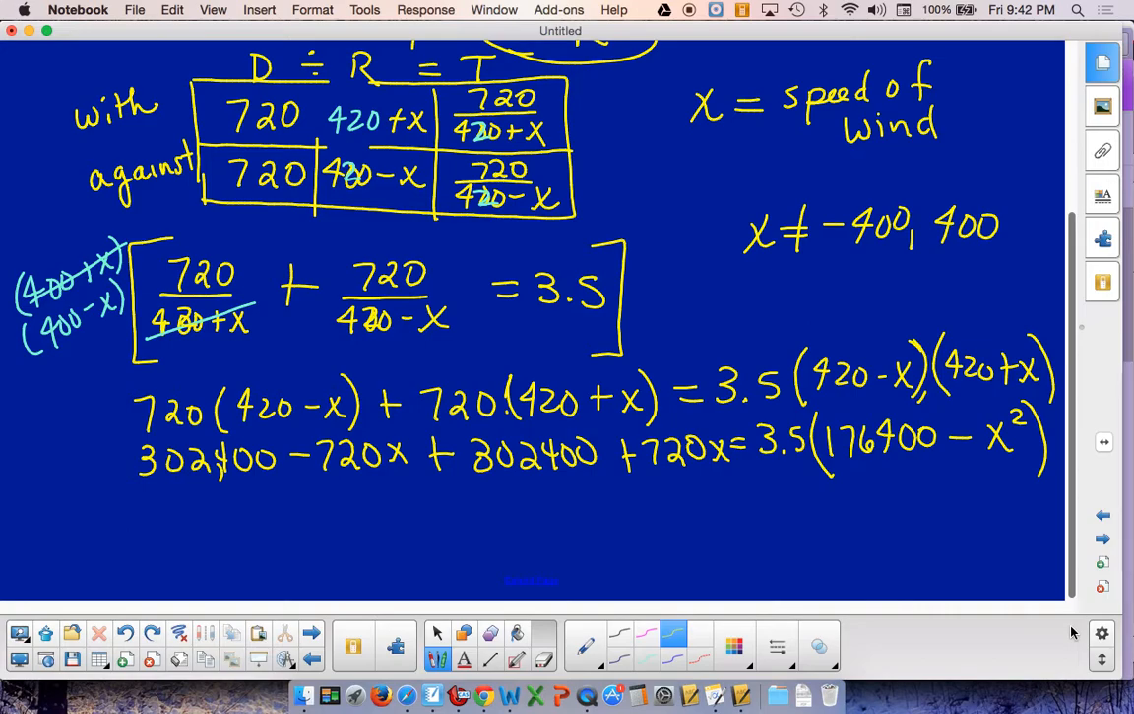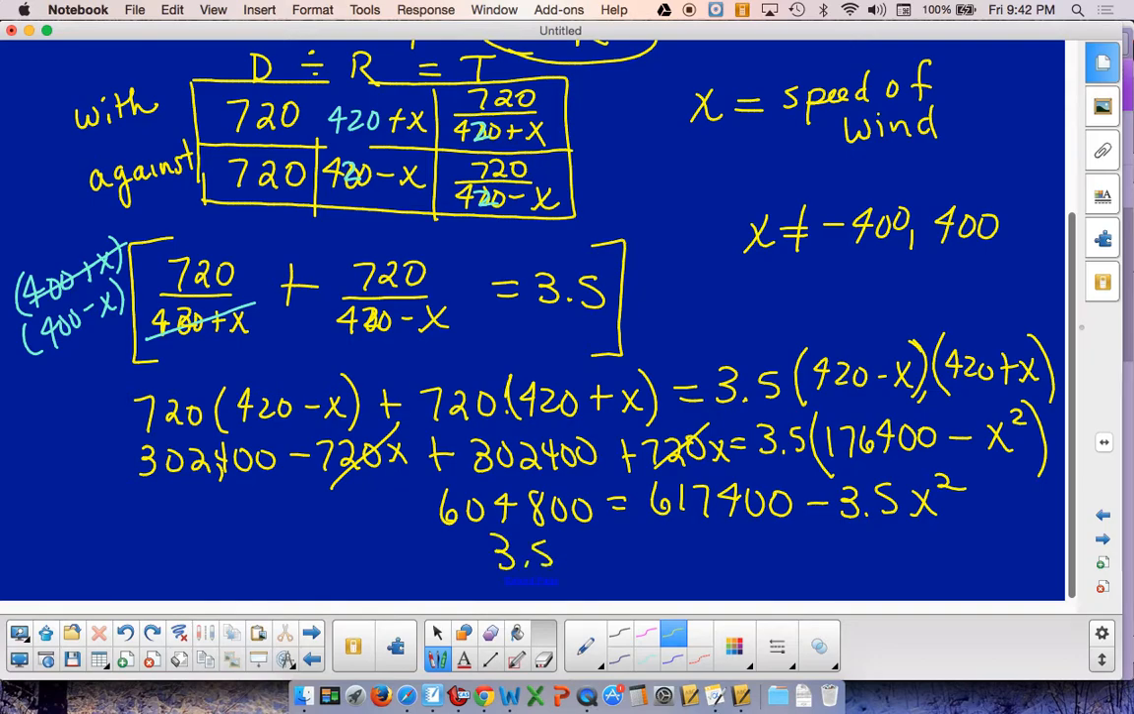And so when I actually look at this then, I'm going to have, if I add up the like terms on the left-hand side, look, the 720x's are gone, but I have to add those constant numbers together. So that's going to give us 604,800. On the right-hand side, I need to distribute the 3.5, which gives me 617,400 minus 3.5x squared. Well, the good news is there's only one x in the whole problem. So we aren't going to have to try to factor this thing.